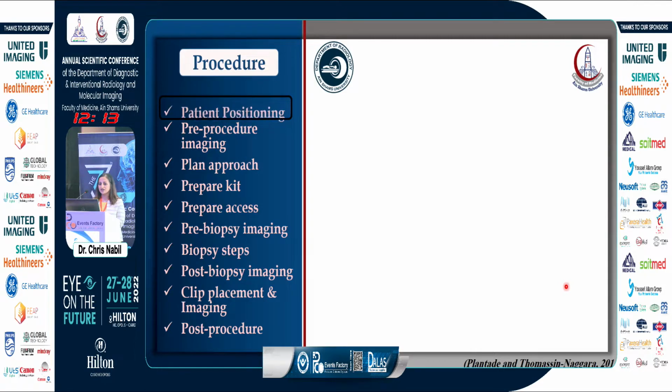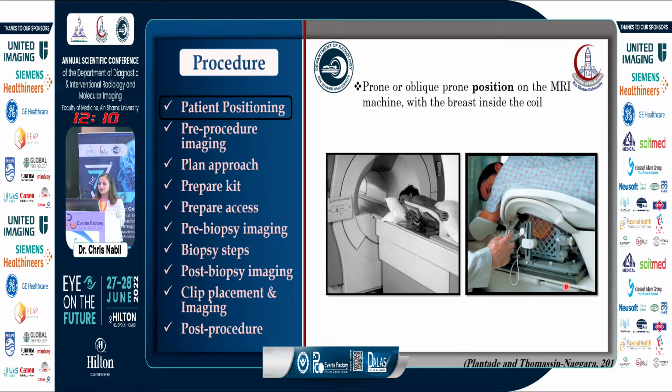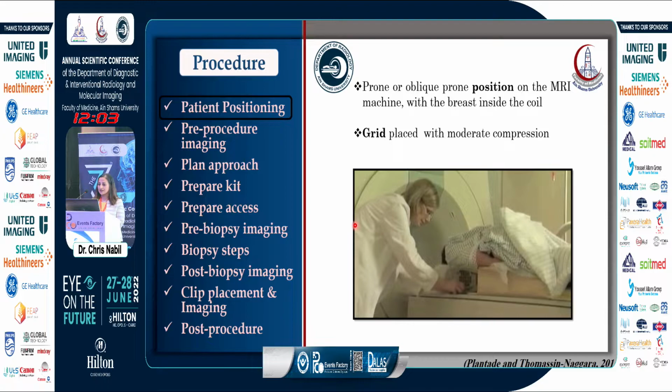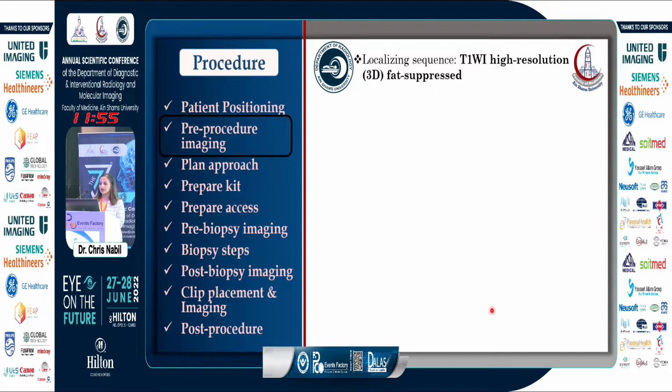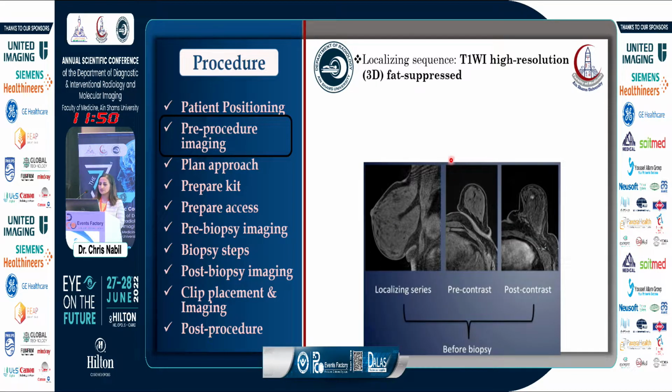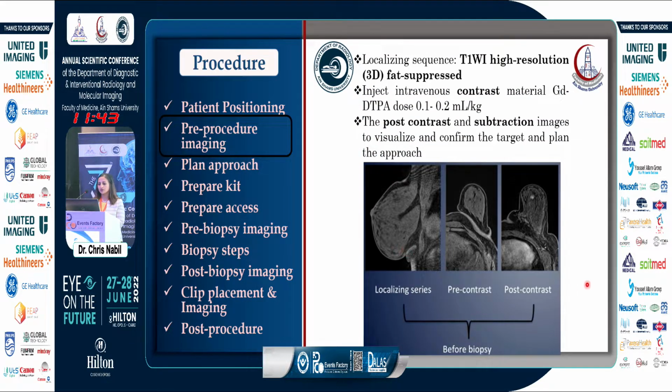Now for the steps of the procedure, first there is patient positioning. The patient is positioned in the prone or the oblique prone position on the machine with the breast inside the coil. The grid is placed with moderate compression of the breast to allow immobilization. And before starting the procedure, we have to take a localizing sequence, which is a T1 weighted high-resolution fat-suppressed image. This is the localizing sequence to ensure that the whole breast is included inside the grid. Then we inject the contrast material. We take the post-contrast and subtraction images to visualize the lesion and plan our approach.